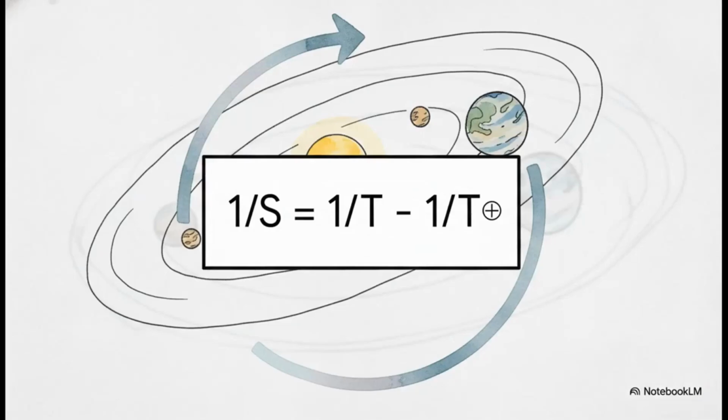Okay, so follow this logic. For the alignment to repeat, that inner planet needs to gain a full 360 degrees on us. So if you take the amount of angle it gains per day, and you multiply that by the total number of days in the synodic period, S, that product must equal 360. From there, we just substitute our definitions of angular velocity into the equation, and with a little bit of algebra, we divide the whole thing by 360, and we arrive at this beautifully simple relationship. 1 over S equals 1 over T minus 1 over T sub Earth.